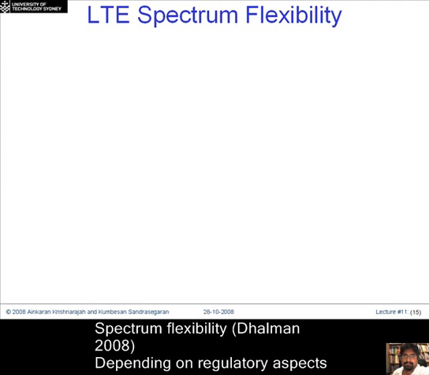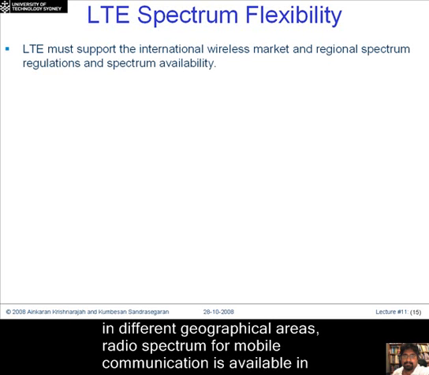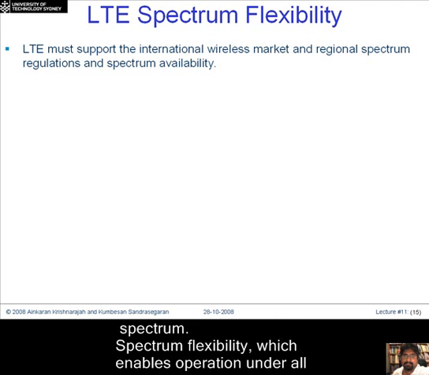The first feature that we're going to look at is LTE spectrum flexibility. Now, LTE is going to be rolled out in many different parts of the world. And in many different parts of the world, the spectrum regulations can be quite different, and the availability of spectrum can also be quite different. This was one of the mistakes that was made with wideband CDMA, that it specified a very rigid frequency band. And if that frequency band was not available, then you could not roll out a wideband CDMA network.